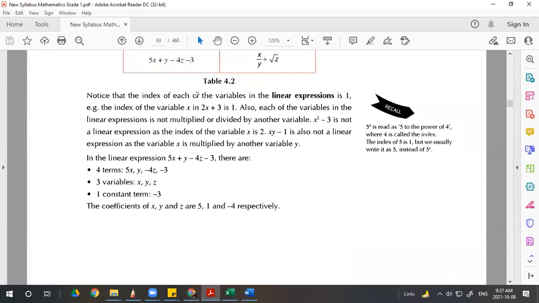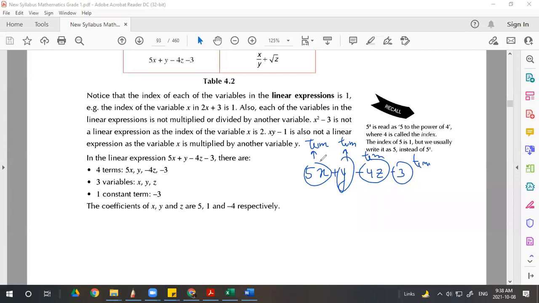Now, let's try to check one by one. 5x plus y plus 4z minus 3. This is a long algebraic expression. So 5x is called a term, right? One whole thing. y is a term as well. Negative 4z is a term. Negative 3 is a term. But we have 3 variables. The variables are the letters x, y, and z.